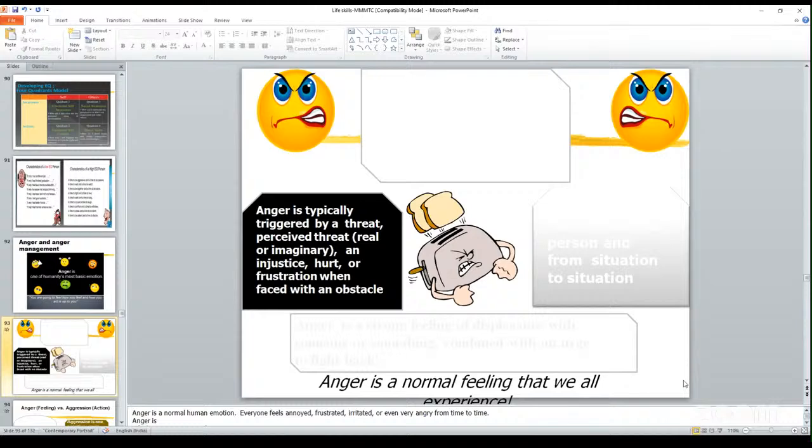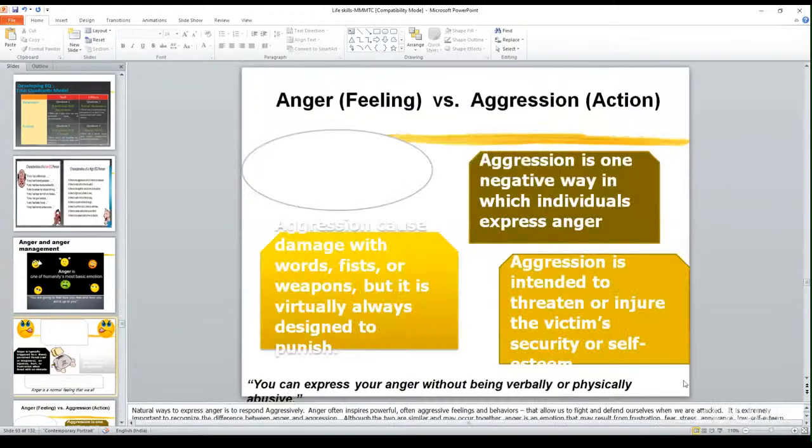Now, why do we get angry? Anger is typically triggered by a threat. Something is threatening you, or it is perceived. Sometimes we think that something is going to happen, or when there is an injustice to you, or when you are hurt, or when your frustration is faced with an obstacle. Whenever something is blocked, we get angry. So the situational part and other things can make us angry. But please remember, it's a normal feeling that we all experience. It's not an abnormal feeling.